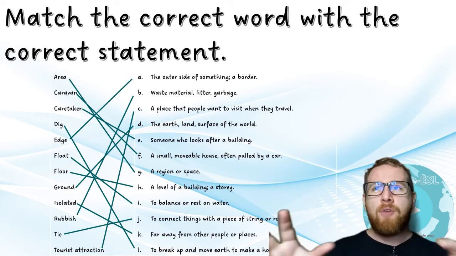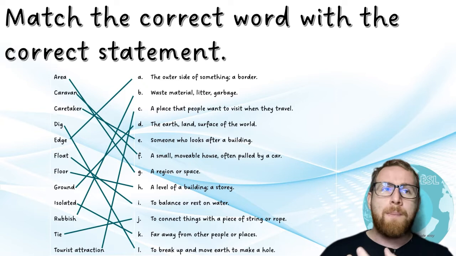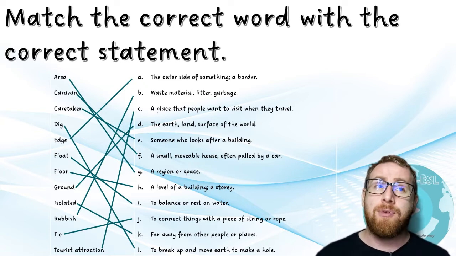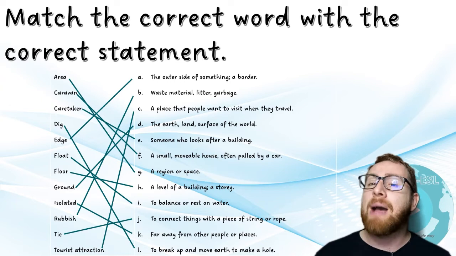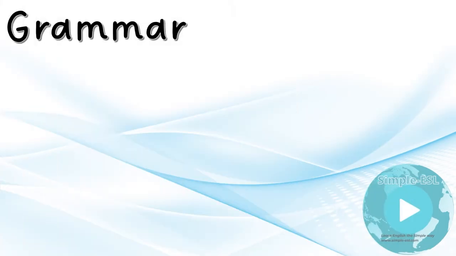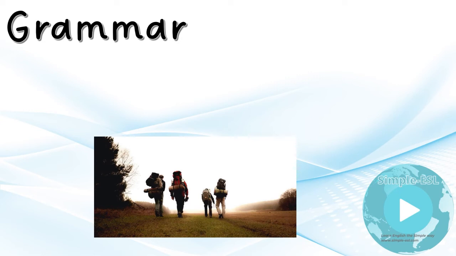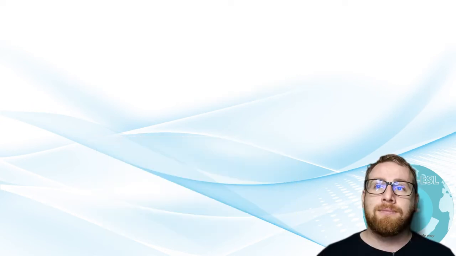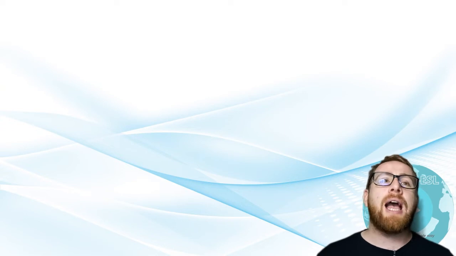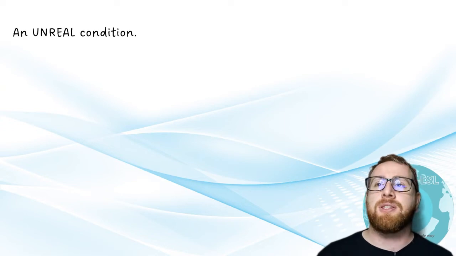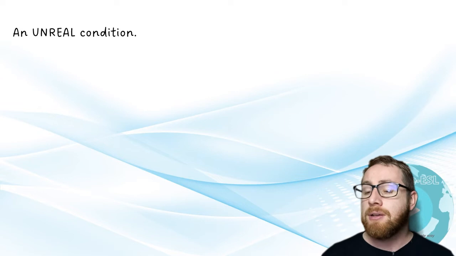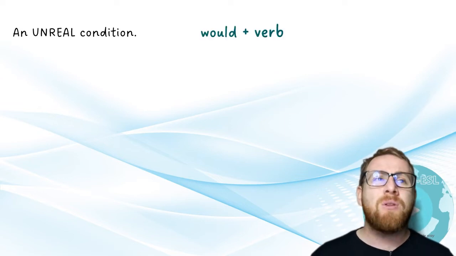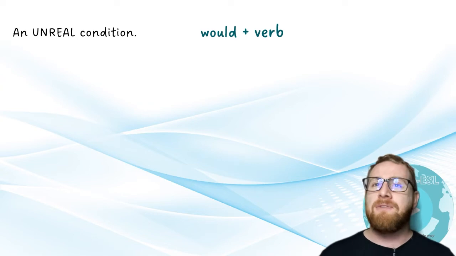So there's a little bit more vocabulary that we can use when we're building our sentences and talking about how we would survive on our travels. But let's go into some grammar. So we're going to look at unreal conditions. So an unreal condition, how do we build this and what do we mean? So it's would plus the verb.